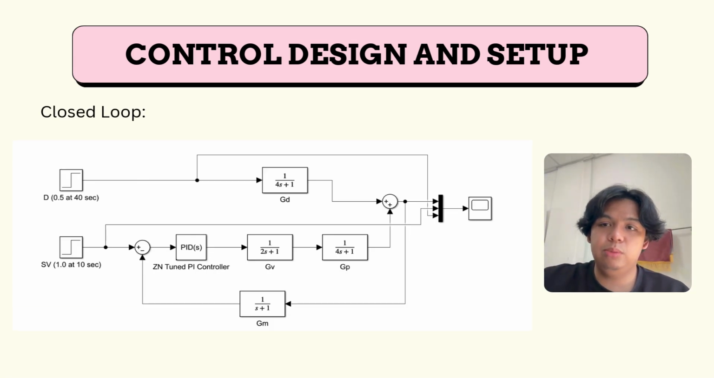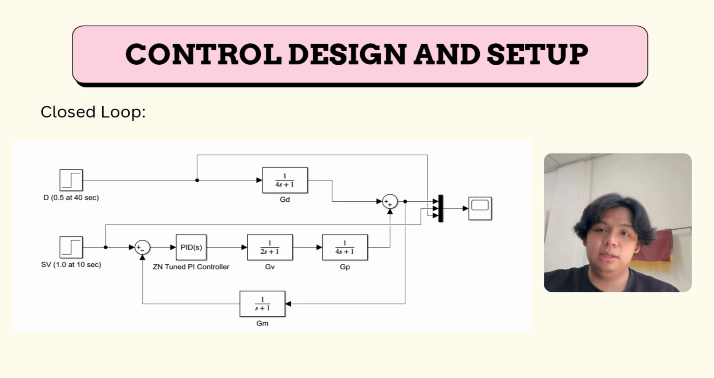This slide shows the simulation model I developed to simulate the closed-loop control system using the Ziegler-Nichols tuned PI controller. Let me walk you through this step. First, the set point introduces a step input of 1.0 at 10 seconds, representing a desired change in the process variable. Second, the controller block is a PI controller tuned using the Ziegler-Nichols method with the parameters I calculated.